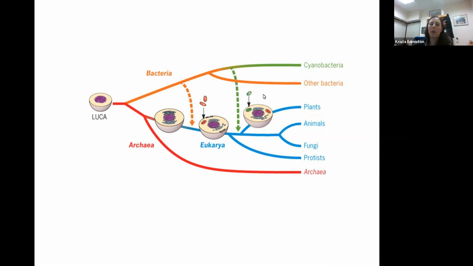And we'll talk about a couple of pieces of evidence for why we think that's what happened to lead to our mitochondria and our chloroplast, that eventually led to our plants here with the chloroplast and the mitochondria, and then the rest of the eukaryotes with our mitochondria.